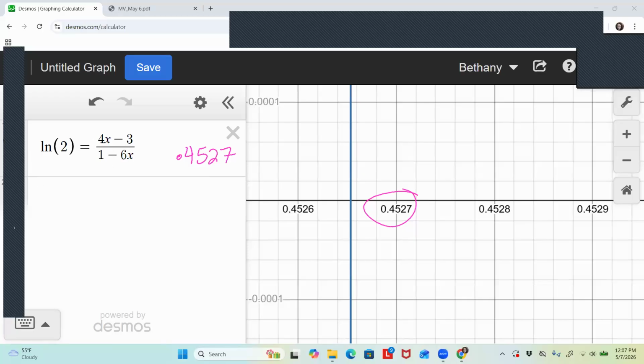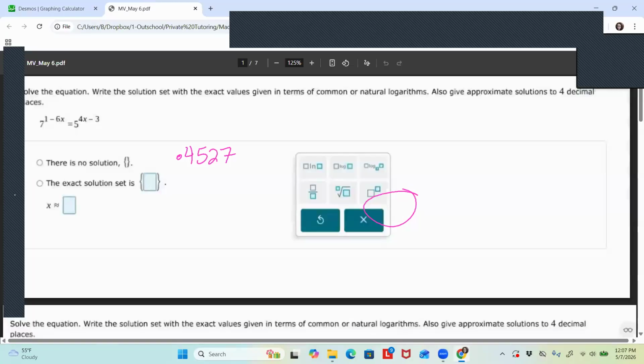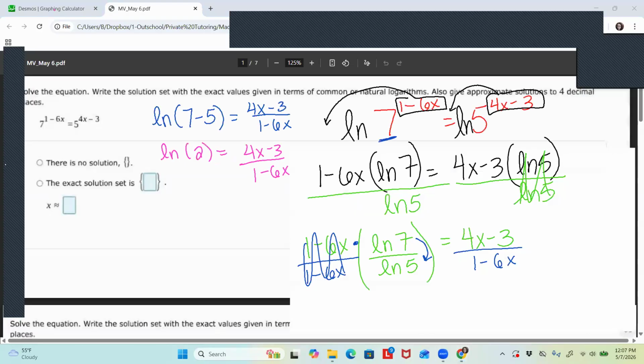Okay, we got to solve this for x somehow. How? Sorry, I'm just having a brain issue. Let me reverse and bring back the work. Okay, I think go back to my pink step there. How do we get off a natural log? We raise it to the e. e and natural log cancel out, but then you do e right here too. So this is 2 is e to the 4x minus 3 over 1 minus 6x.